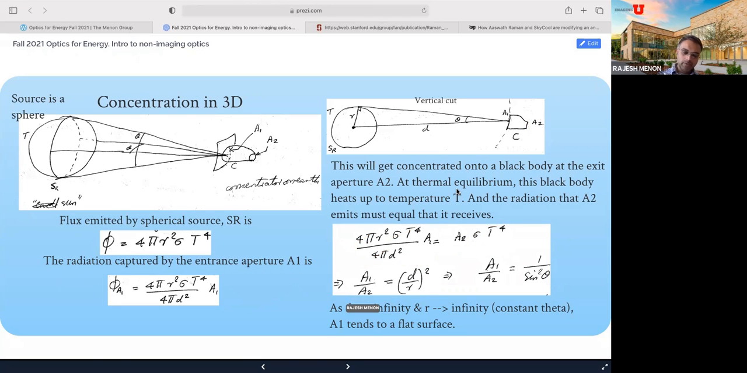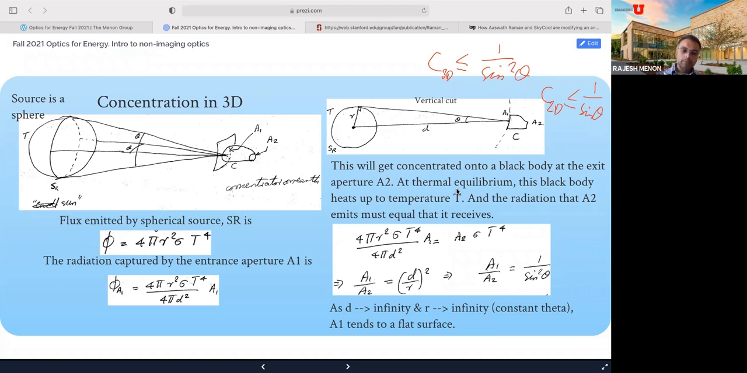This is a very beautiful equation because now it tells you that the concentration in 3 dimensions is simply inversely proportional to sine squared theta. So just to summarize our understanding, concentration, again, this is the maximum in 3 dimensions, is 1 over sine squared theta. Concentration in 2 dimensions is 1 over sine theta. So it's a dimensional difference.